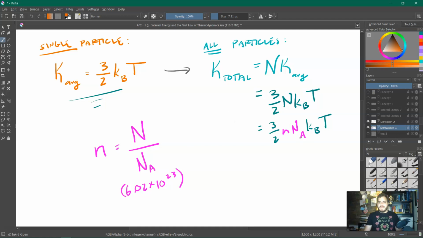But, once again, like in a previous video, we talked about how these are both constants, and we can combine them into a single constant, R. So in other words, K total, the total kinetic energy in this gas, is really just 3/2 times n, the number of moles, times the ideal gas constant, times the temperature.